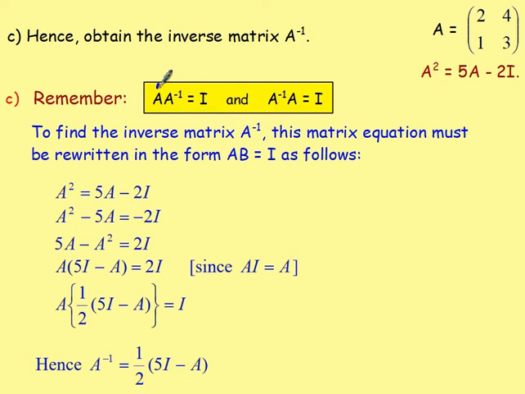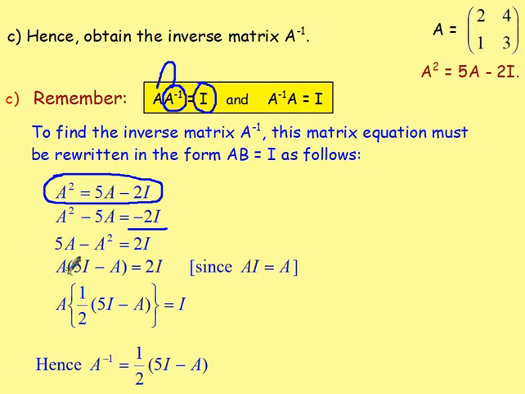Remember, if we can write our equation as A times something equals I, then that something has to be the inverse of matrix A. So we need to rewrite our equation, this A squared equals 5A take away 2I, in the form of A times something equals I. To do this, we're subtracting 5A from both sides, but on the other side it leaves us with -2I. So multiply through by -1, and it means this -5A will become 5A. This A squared will become -A squared, and this -2I becomes 2I.